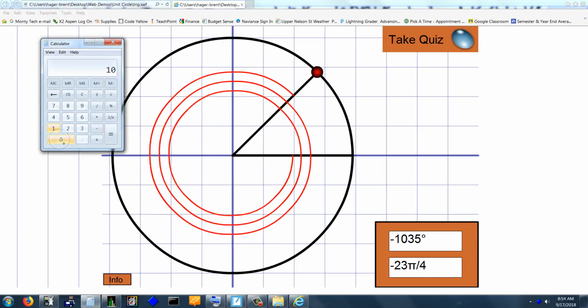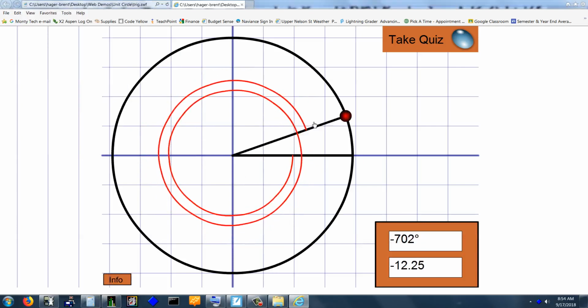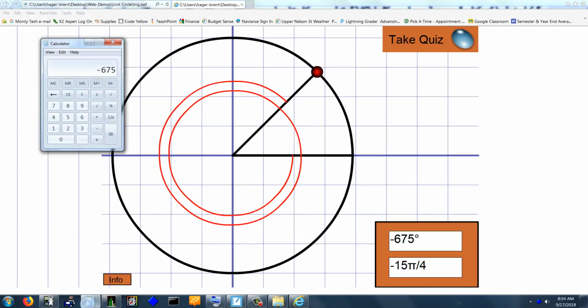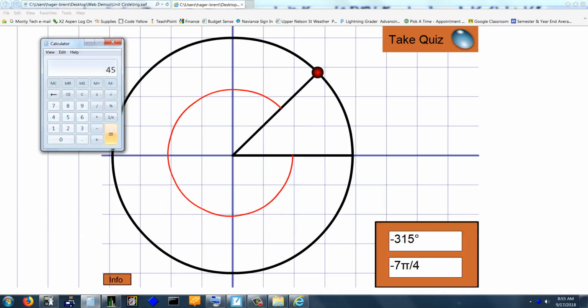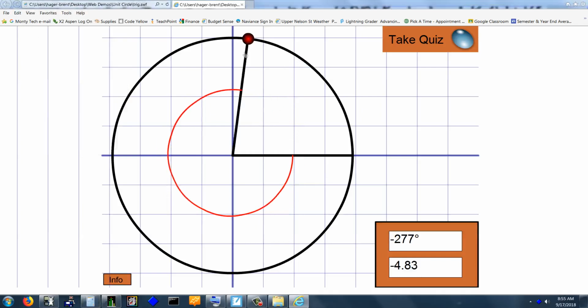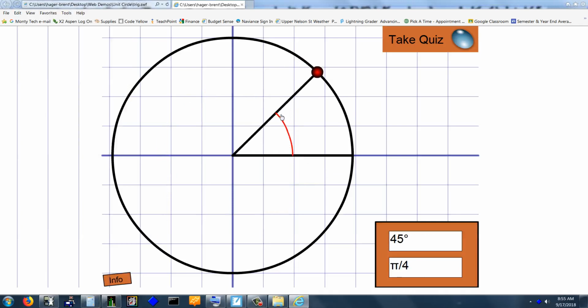So if I took negative 1,035, and I'm going to add 360. What that does is it brings it back one time to negative 675. I'm going to add it again. I'm at negative 315. Right about there. It's still negative. So you know what? I'm going to do it one more time. And I say, oh, okay. That angle that I started with is exactly the same as 45.